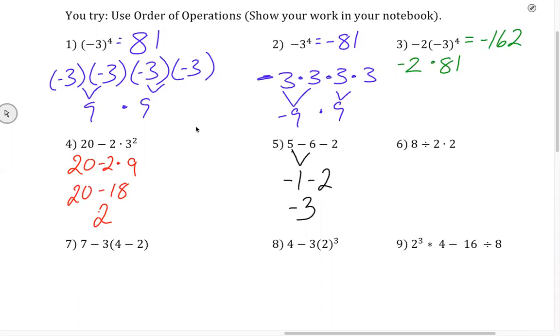Yeah. Perfect. So Cody did 8 divided by 2, that's 4, times 2 is 8. Some people will do 2 times 2 first and get 4, and then do 8 divided by 4 because they're stuck on PEMDAS, because M comes before D in PEMDAS. Okay, remember, it's multiplication or division, working from left to right.